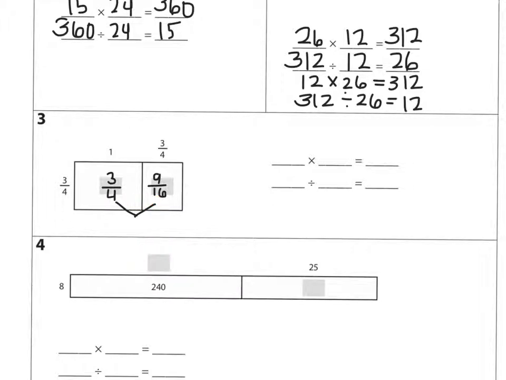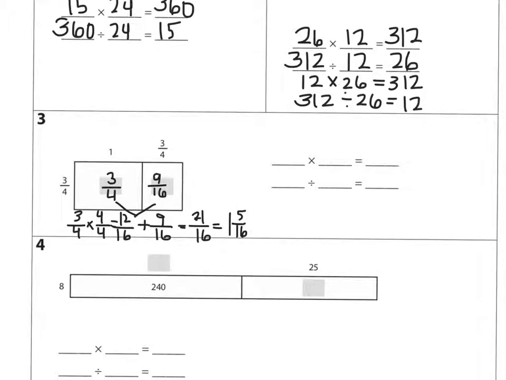what I'm kind of thinking in my head, 3/4 times 4 over 4, which is 1, to make it into a common denominator of 16ths, would be 12/16. So 12/16 plus my 9/16 equals 21/16. And this is an improper fraction, so I'm going to change it to a mixed number, which would be 1 and 5/16.